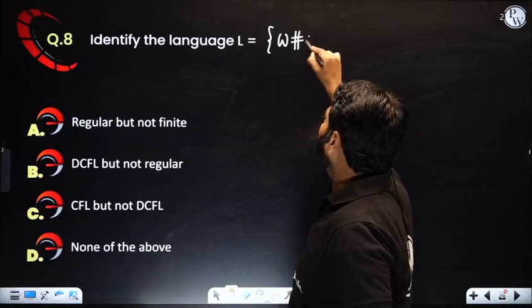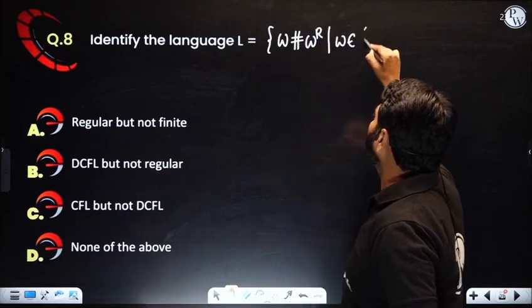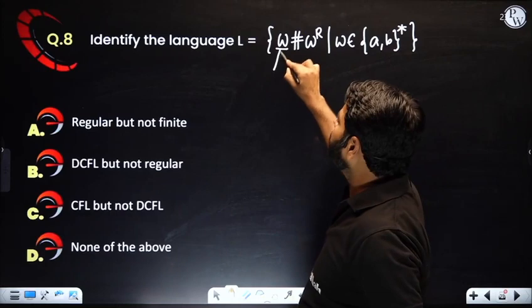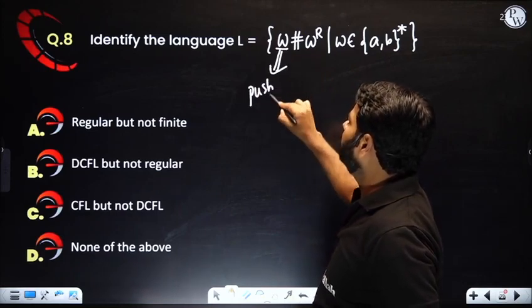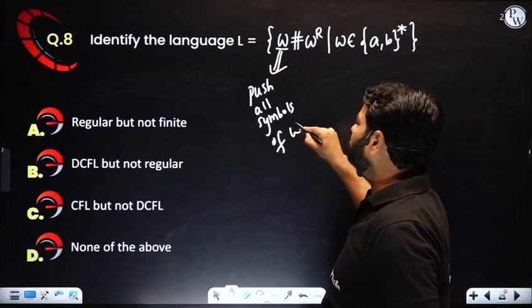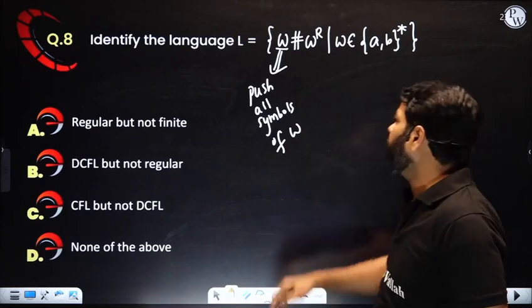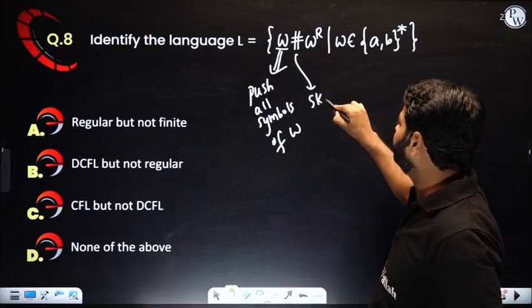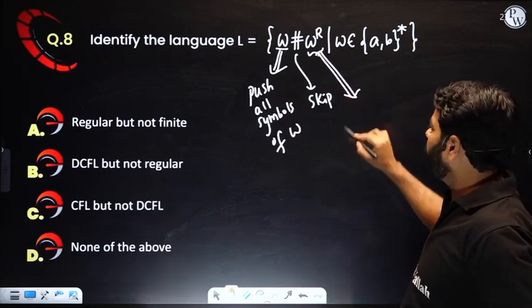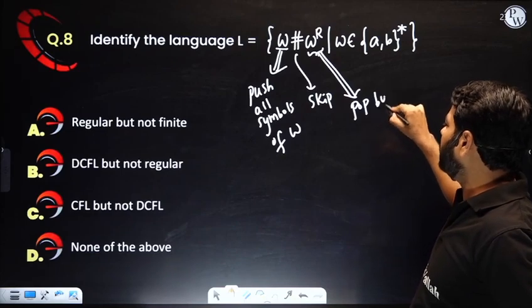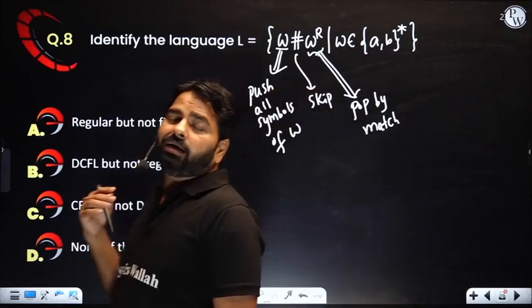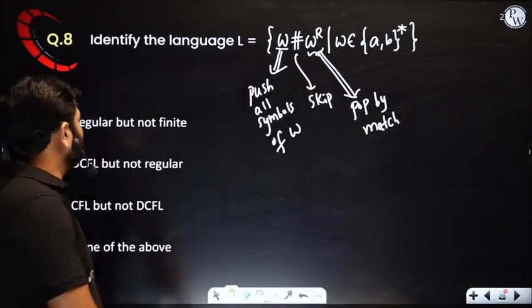w ash w^R, such that w belongs to (a comma b) whole star. This one we already designed. Whatever comes, a's and b's, push all of them. Push all symbols of w as it is. We don't push w, remember; we push the symbols of w. And ash, we skip. These symbols we definitely match with the w. So pop by matching, like a comma a, b comma b. If really this happens, when the dollar comes at the end, Z naught should be left on the stack. So that is a DCFL again.